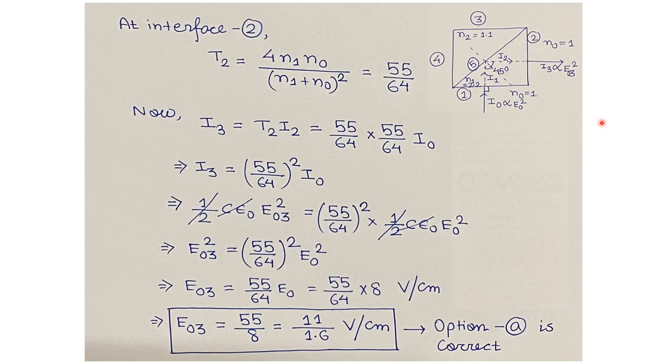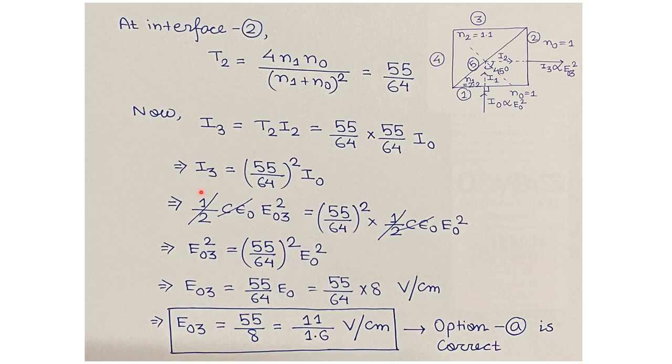Now we will calculate the transmittance value for this interface, that is interface 2, and it is given by T2 equals 4 N1 N0 by (N1 plus N0) whole square, which is the same as T1, that is 55 by 64. Now the intensity of the EM wave in region 2, given by I3, is basically T2 times your I2. Now T2 is 55 by 64 and I2 we have calculated in the previous slide, that is 55 by 64 I0. So your I3 is (55 by 64) whole square multiplied with I0.